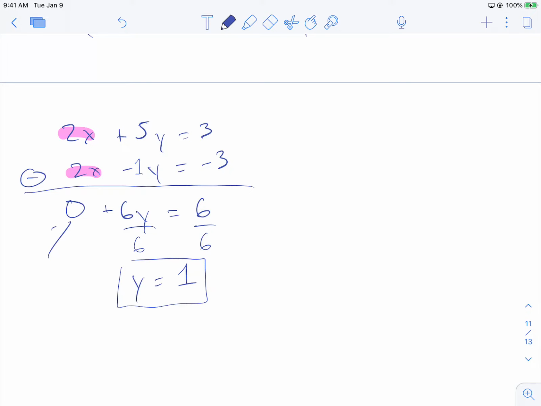And so see what we did there? We eliminated. That's what we want. We want to get rid of that thing. That means we are doing it correctly.